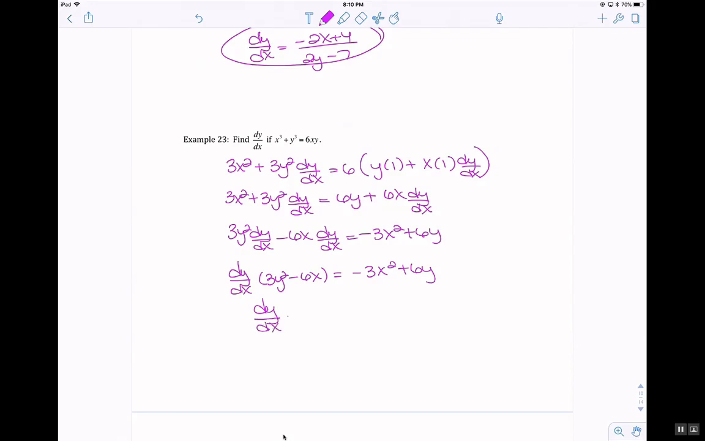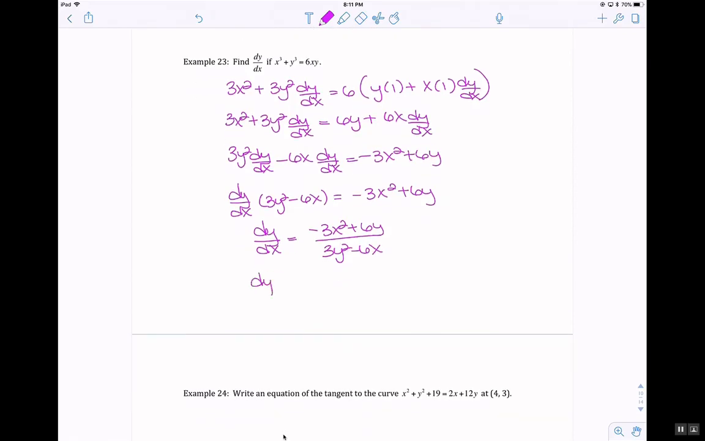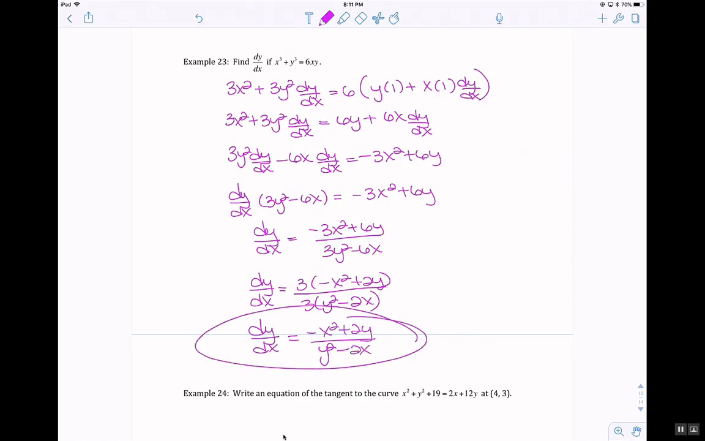So dy/dx is negative 3x squared plus 6y divided by positive 3y squared minus 6x. They all have a common 3, numerator and denominator. So I have 3 times negative x squared plus 2y, over 3 times y squared minus 2x. The 3's cancel out, so dy/dx is negative x squared plus 2y divided by y squared minus 2x. Okay.